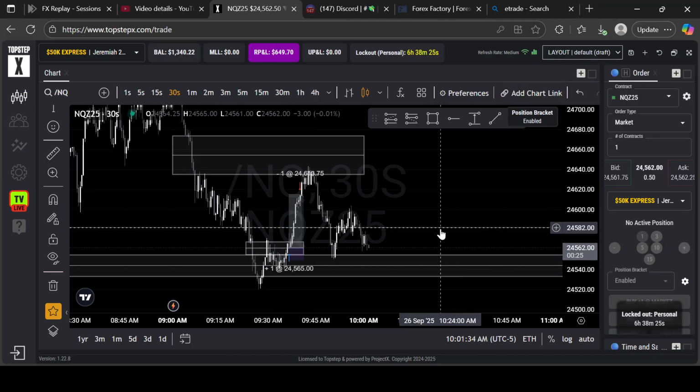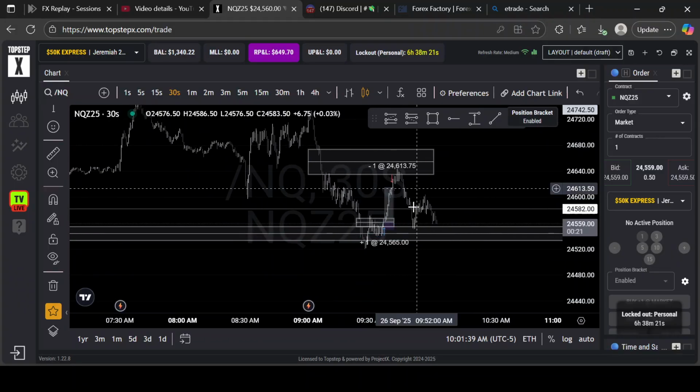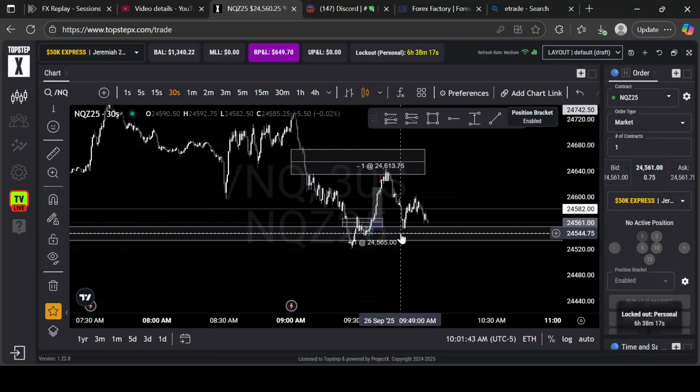In this recap, I'll be going over how I was able to catch this retracement on New York. I'm currently off today, so I took advantage and I was like, let me trade New York.